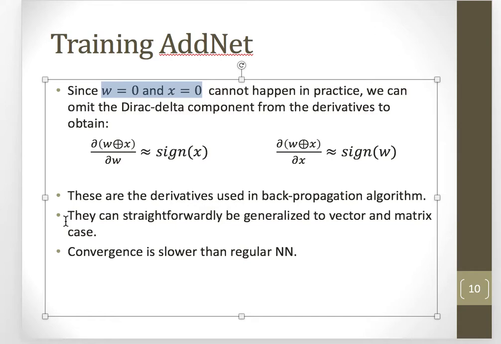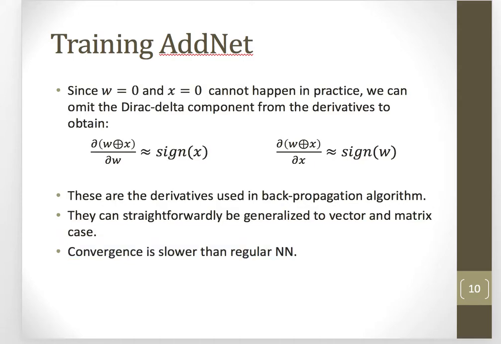And we use these sign-based derivatives in the backpropagation algorithm. We also use the stochastic sign operators used in BinaryConnect. We need, of course, vector and matrix operations, and we can easily generalize the derivatives. However, the convergence is much slower than regular neural networks because of this sign operation. And there are also the adaptive filters, sign LMS adaptive filters. So the training is essentially similar to the sign LMS type algorithm.